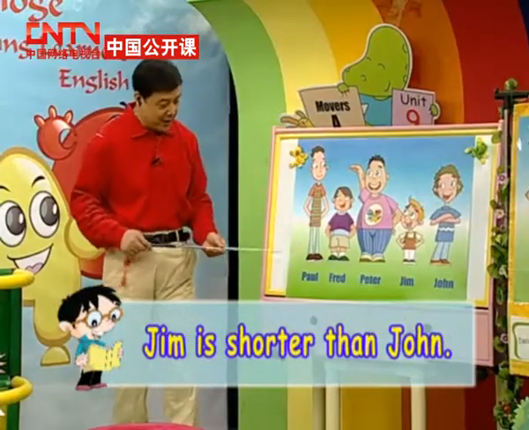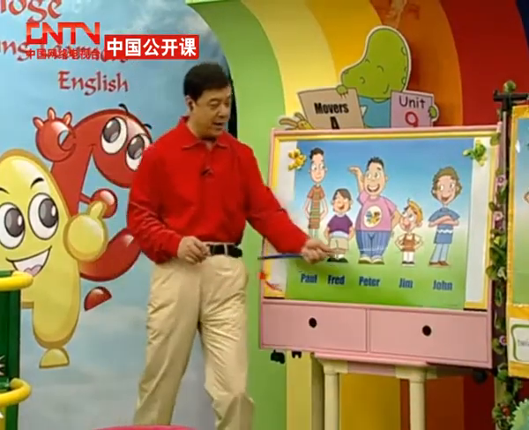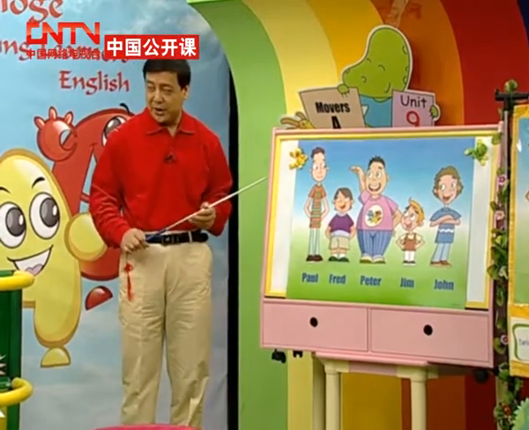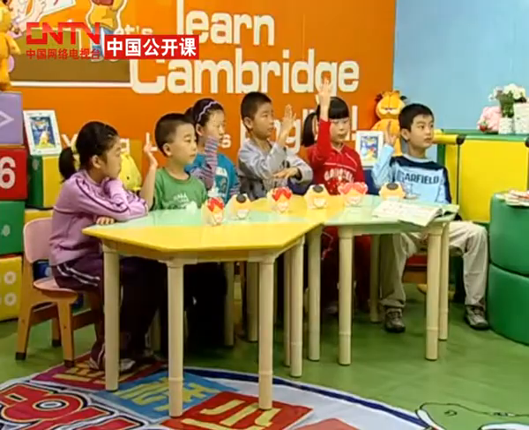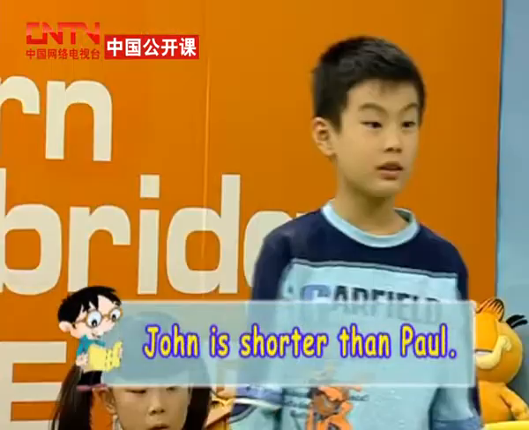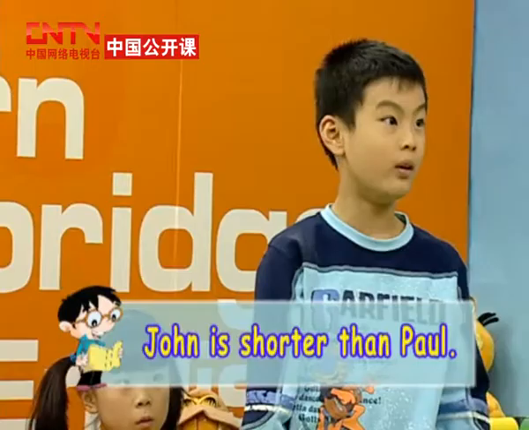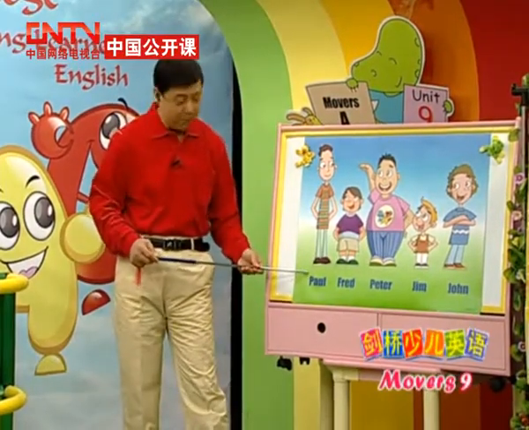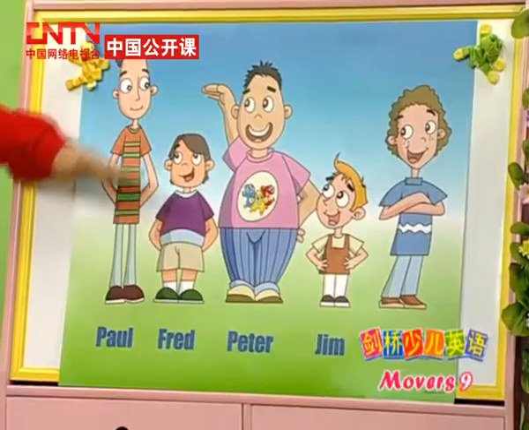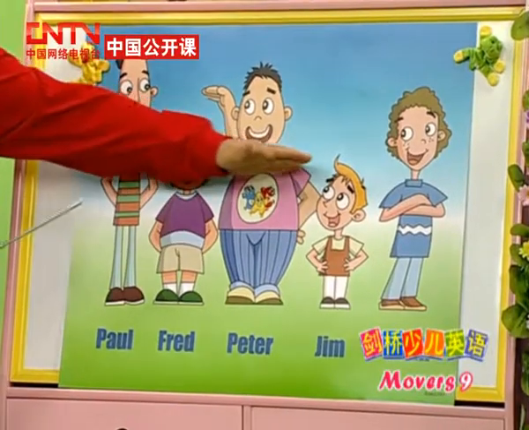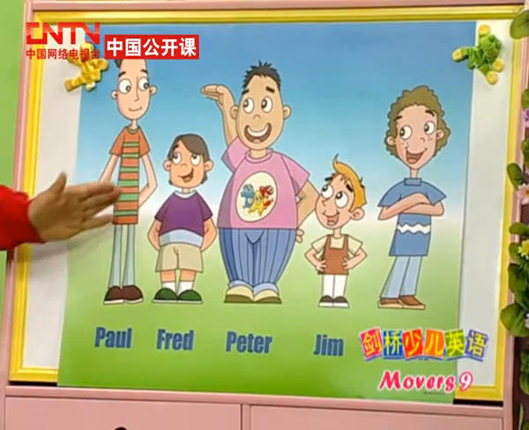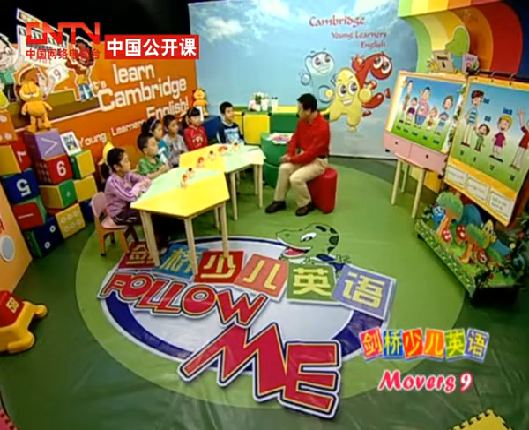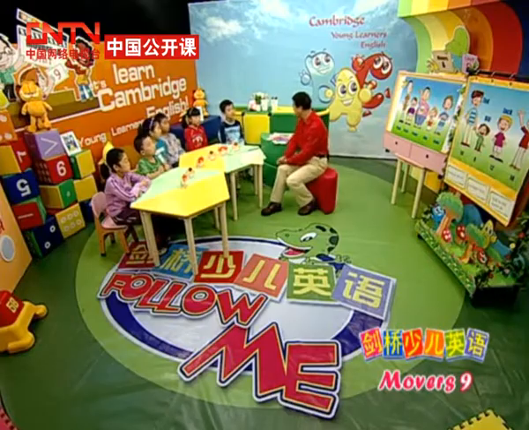Okay, very good. Now let's look at Paul and John. Who is shorter? Yes, Charlie? John is shorter than Paul. Very good. John is shorter than Paul. You can see the picture and then you can tell who is taller, who is shorter, right? Yes. Okay. Now, let's watch another piece of cartoon, okay?